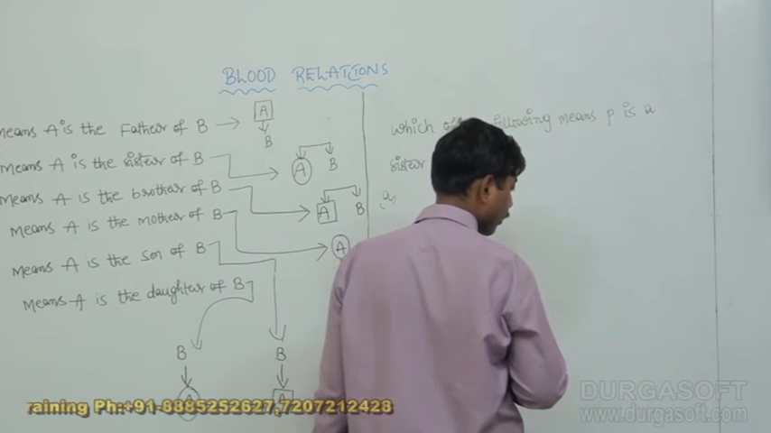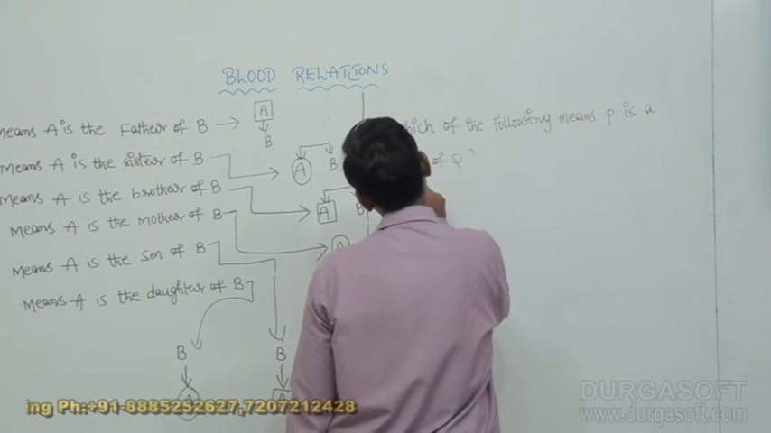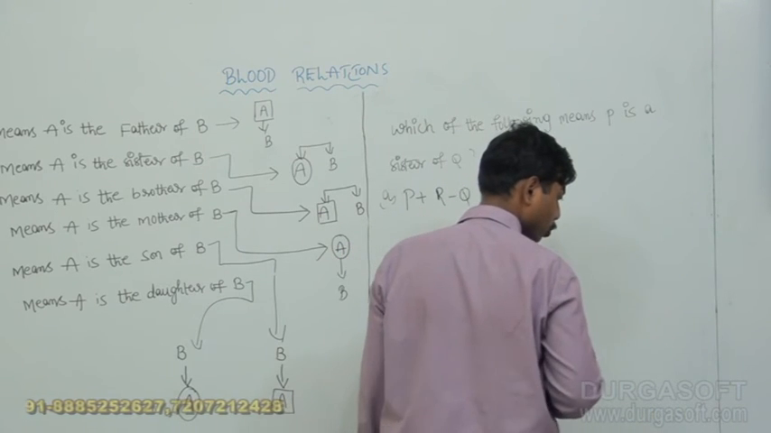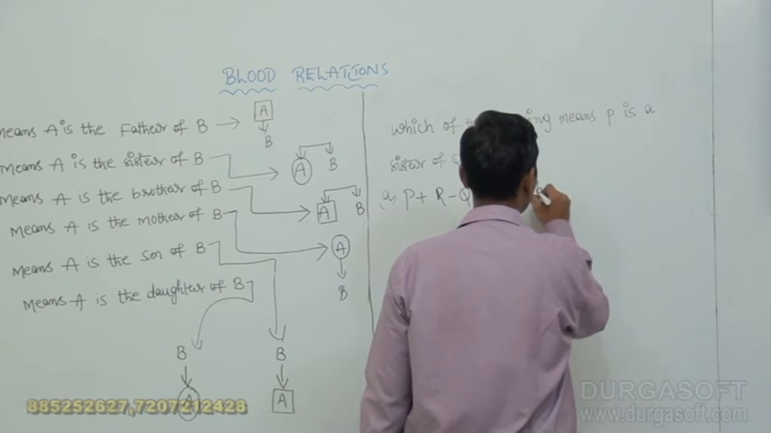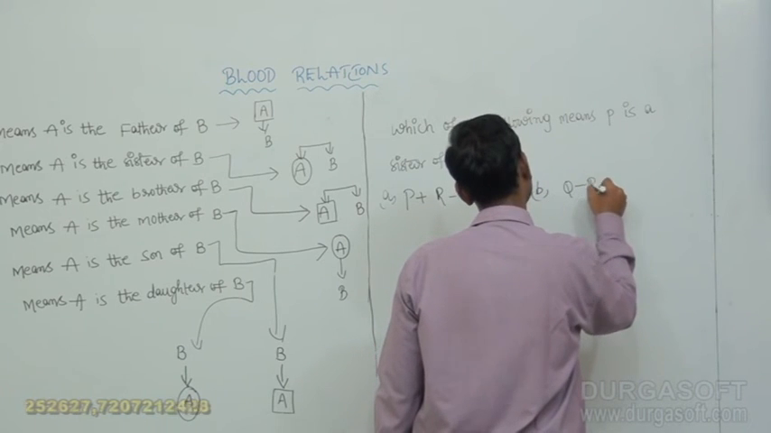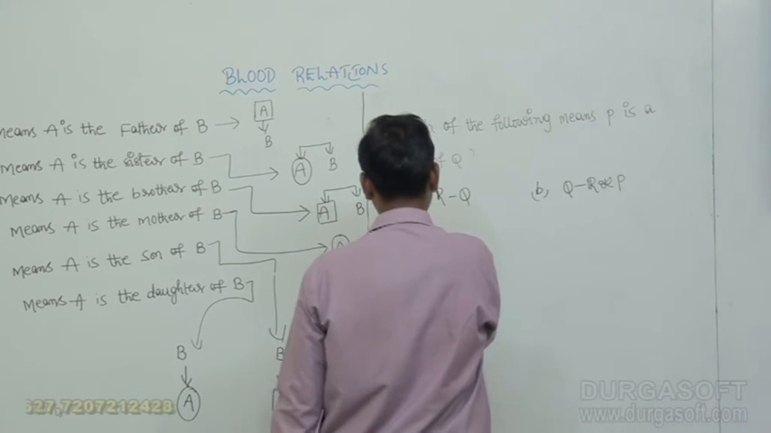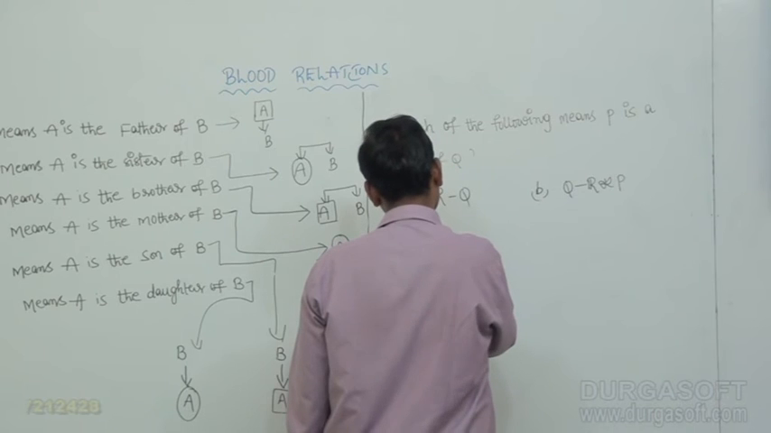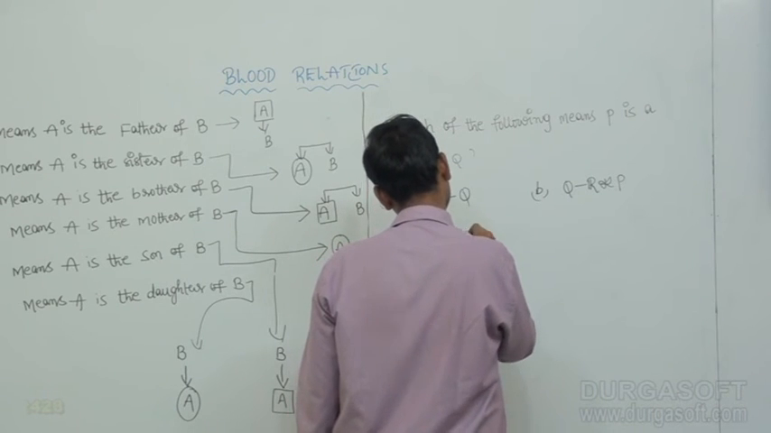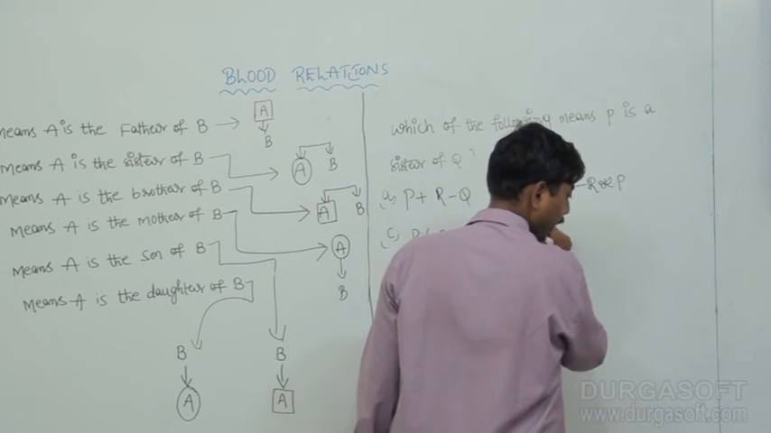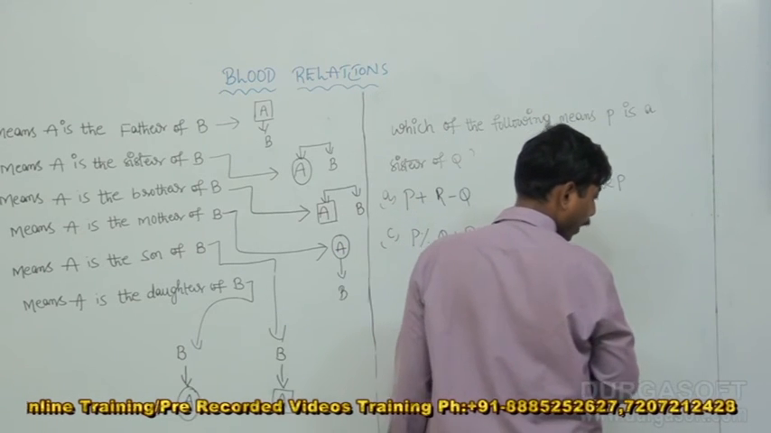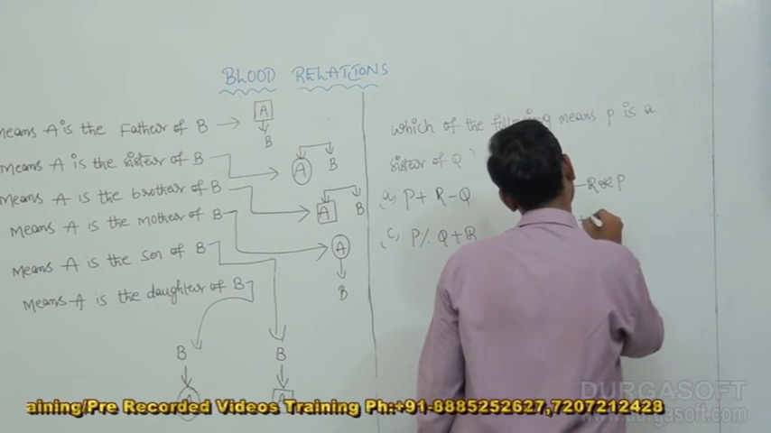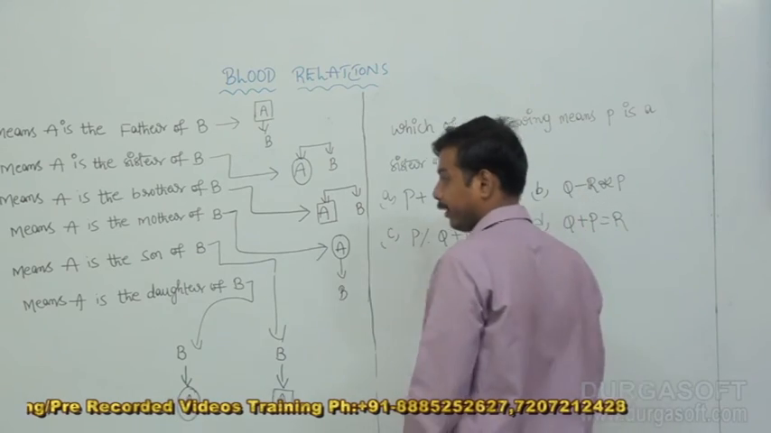Alright, let us start with the first option, P plus or minus Q. Next one, Q minus or star P. Next one, option C, P divided by Q plus. Next one, option D, Q plus P equals. Let us focus on those options again here.